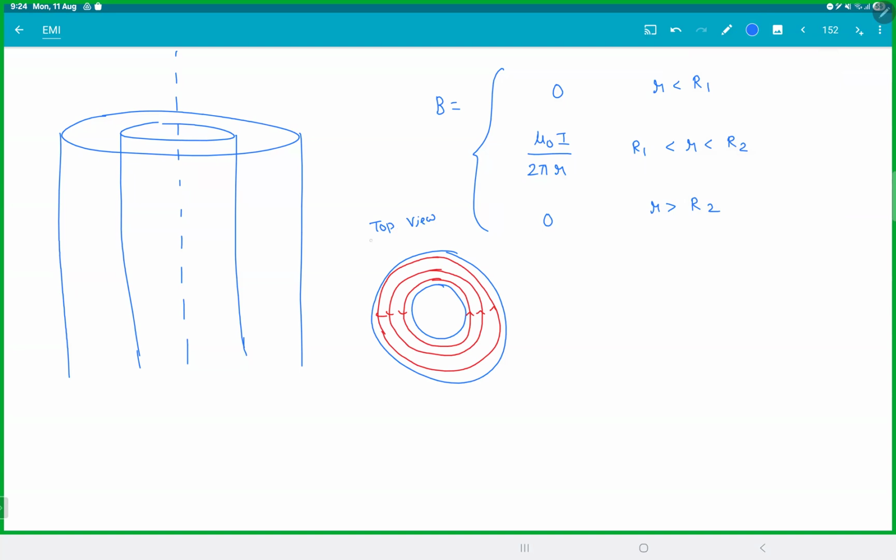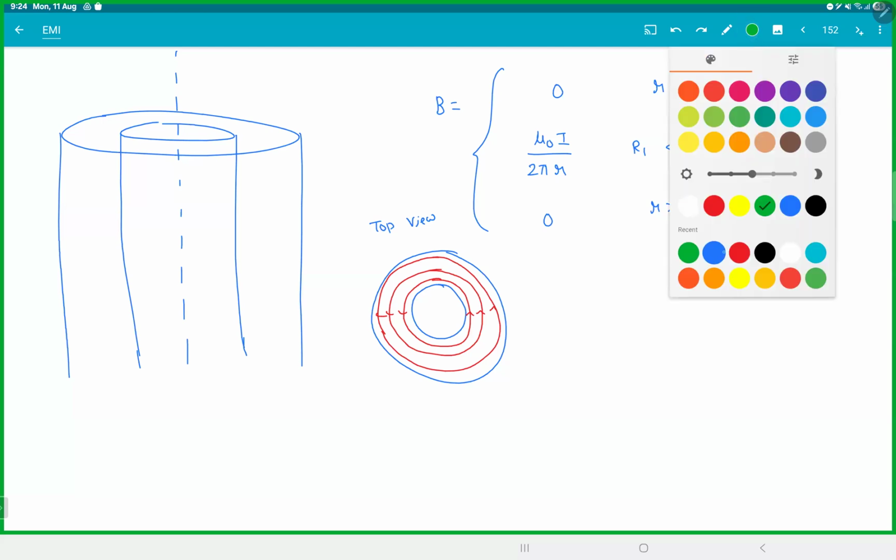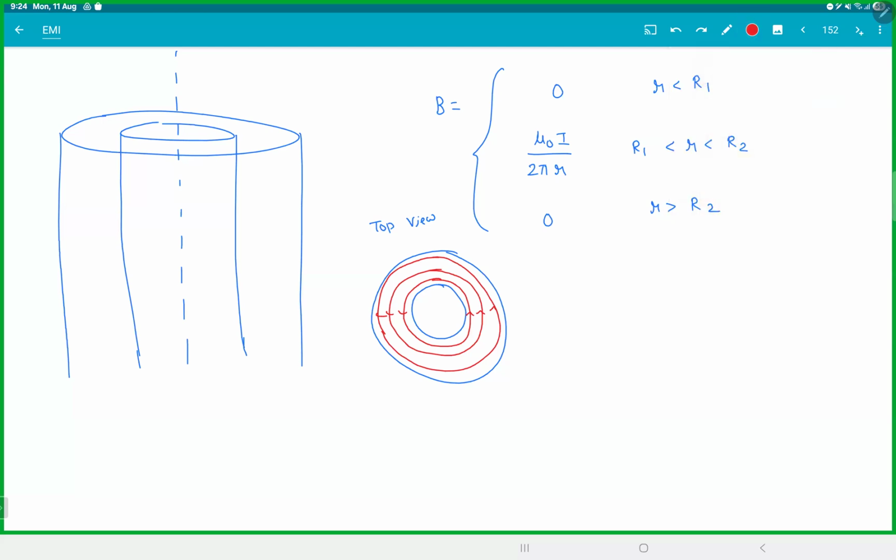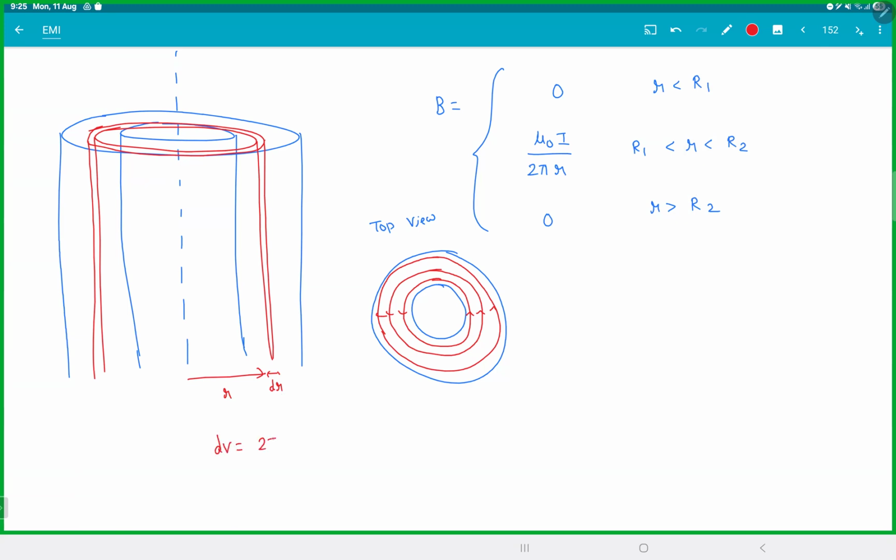Now you can handle this two ways. One, you can take an element like this and calculate the flux here, so you have to integrate for each section. But I don't like that generally because sometimes you get confused about how to take elements and how to take the flux. The best way is the other place where you get self-inductance: energy. Take a thin cylinder. We have already done this last class. Let this radius be r and thickness be dr. So the volume for this will be 2 pi r L dr.